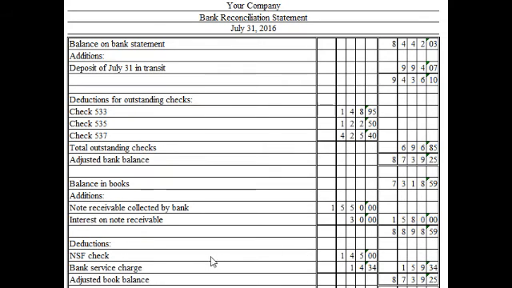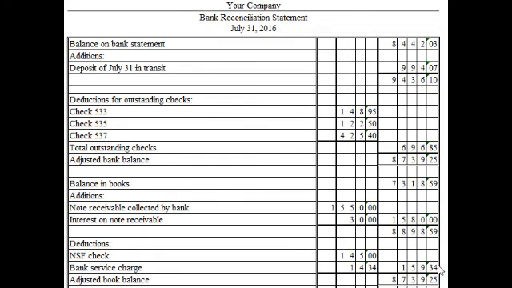And in this case, there's a non-sufficient fund check. That means a check that I deposited was bounced. There was not enough money in the bank. The customer gave me a bad check, so that amount has been returned. And also the bank charged me some fees. These items will be shown on my bank statement. So these items should be taken out from my book balance.